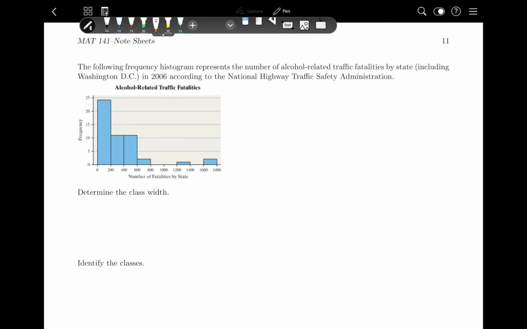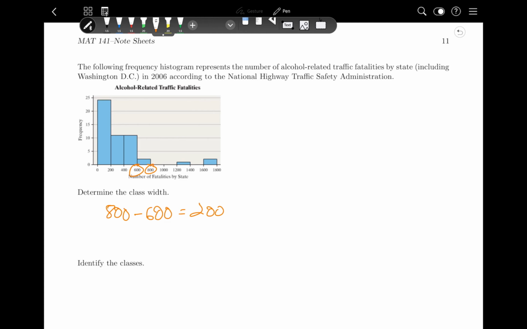This frequency histogram represents the number of alcohol-related traffic fatalities by state, including Washington, D.C. in 2006, according to the National Highway Traffic Safety Administration. So the first thing they want us to do is determine the class width. To determine class width, we just pick any two lower class limits, like 800 and 600, and we subtract. So that would be 200.